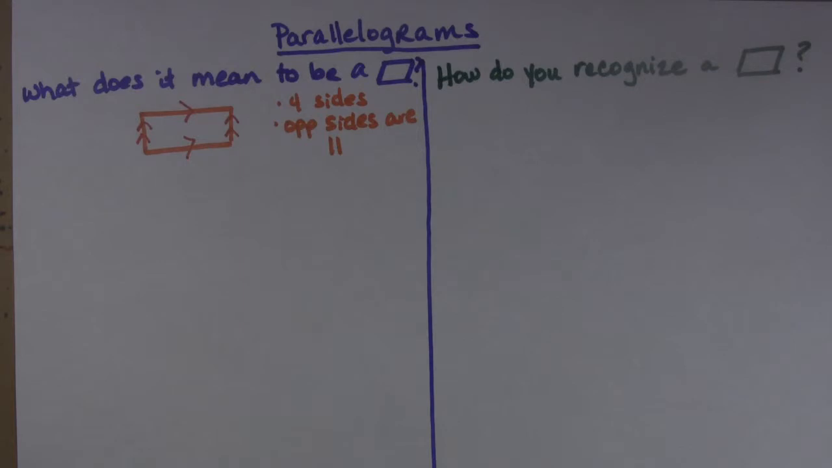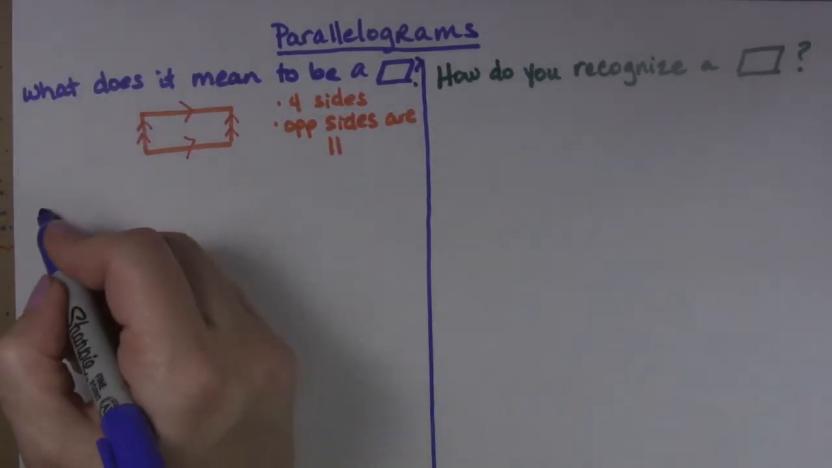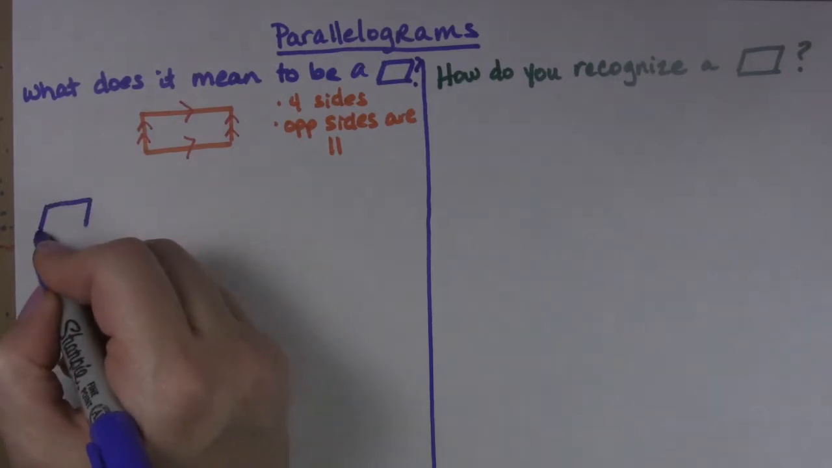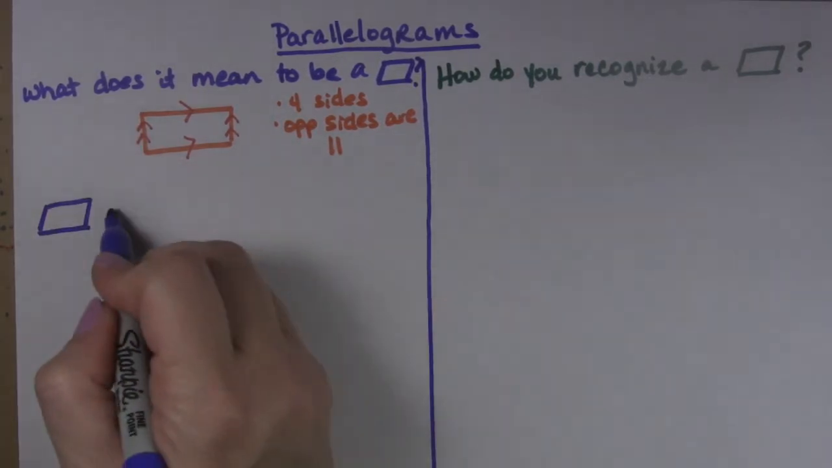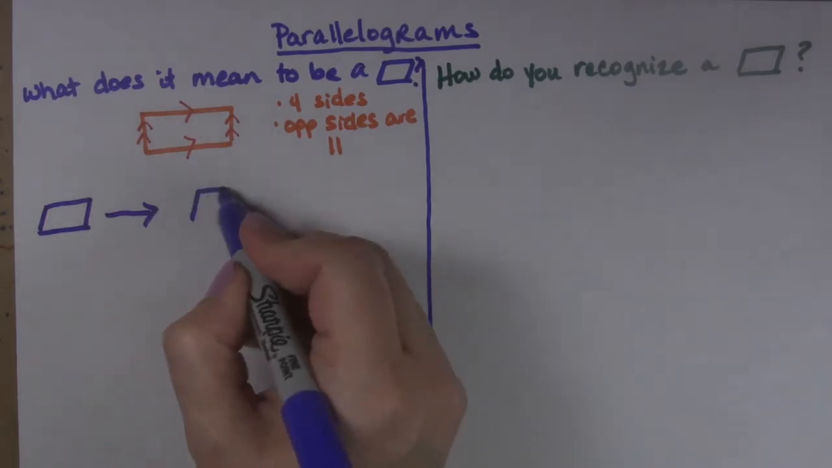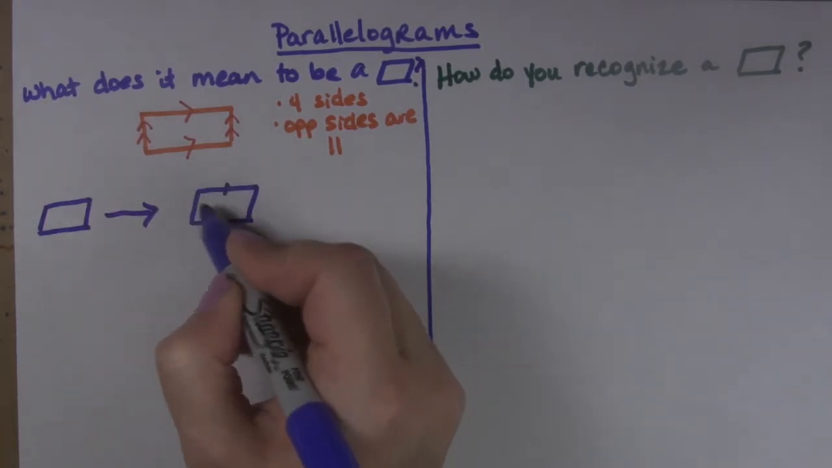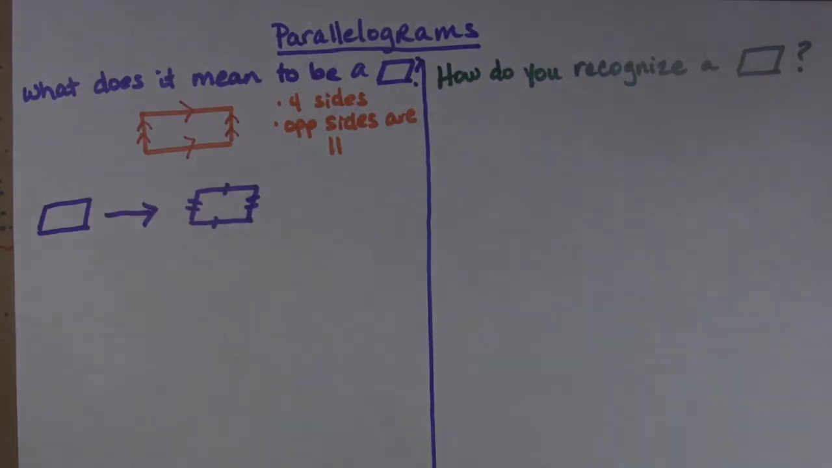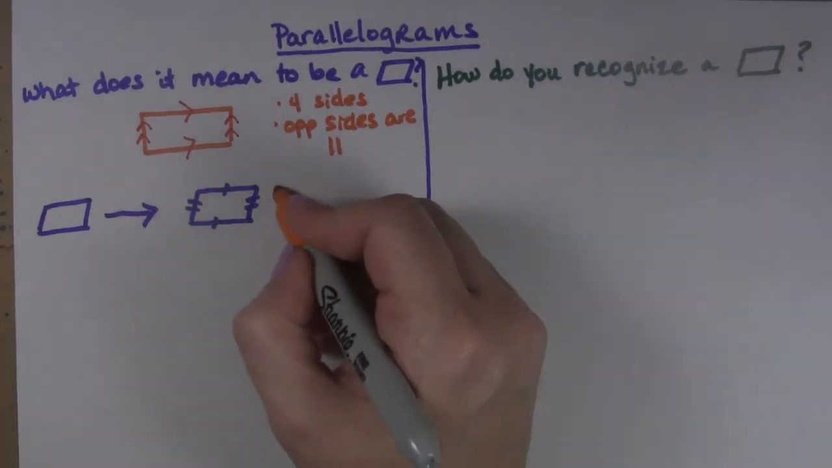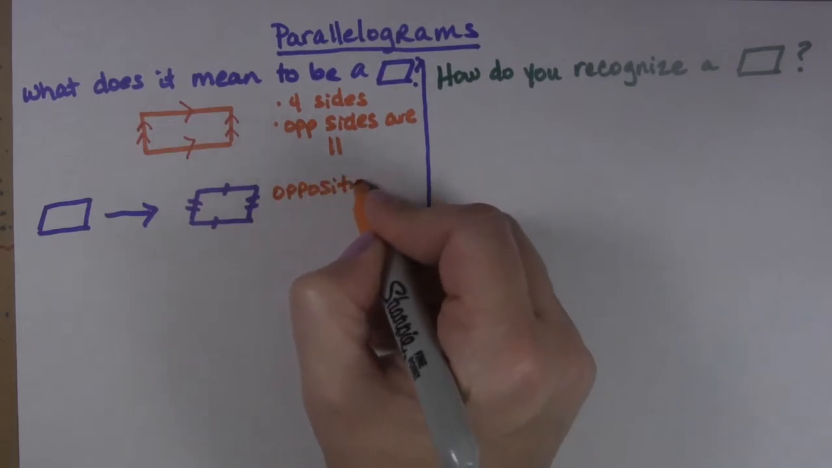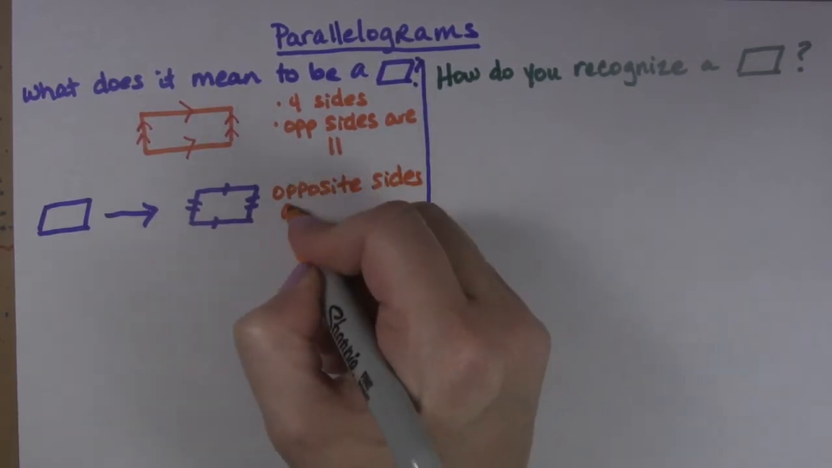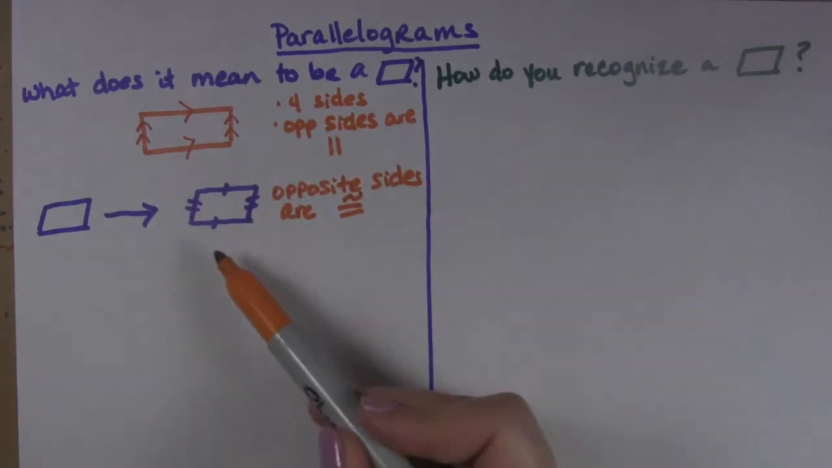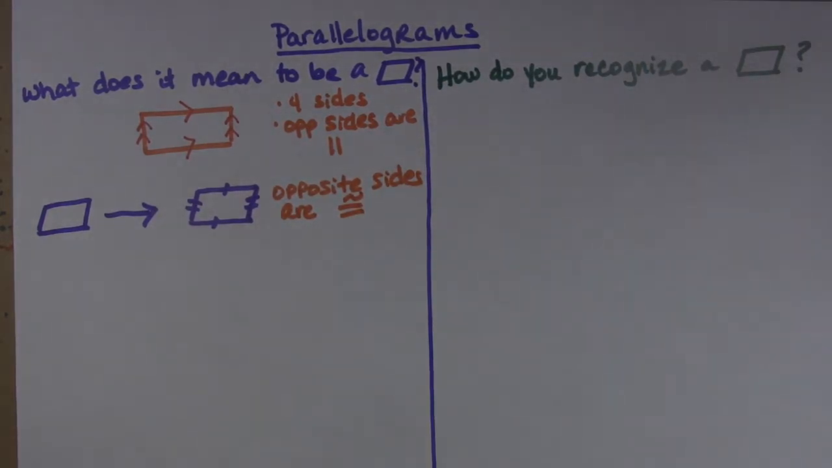Okay, so let's see, what does it mean if we have a parallelogram? And this is the terminology that we're going to use here. We're going to say, being a parallelogram implies this. It implies that opposite sides are congruent. So both sets of opposite sides are going to be congruent, and that, you can imagine, is pretty helpful.